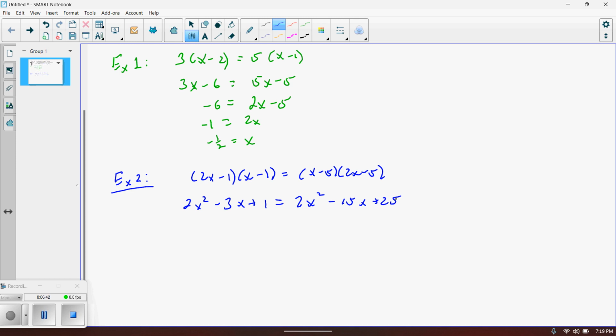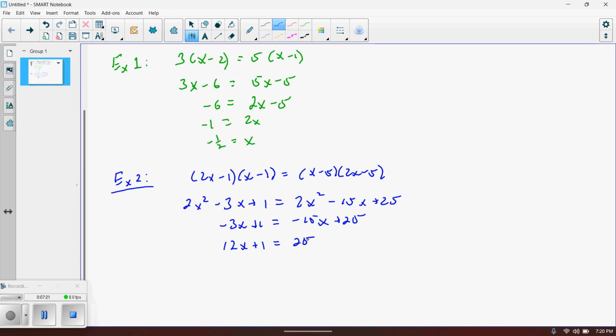There we go. Now, what you should see in order to start solving this equation for x is once you subtract 2x squared from both sides of the equal sign, they're going to go away, which does leave a linear style function. So the 2x squareds are going to subtract out on both sides, leaving negative 3x plus 1 equals negative 15x plus 25. Let's add 15x to both sides, which will yield 12x plus 1 equals 25.